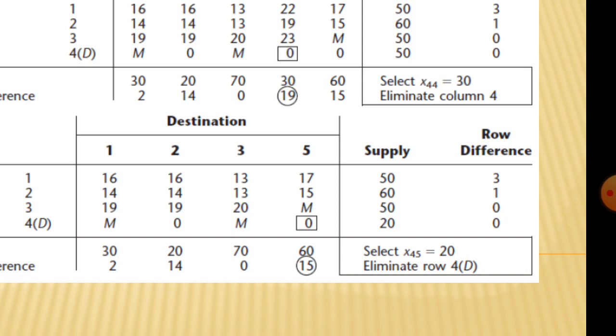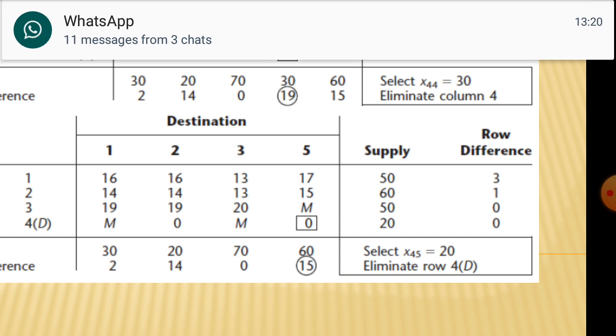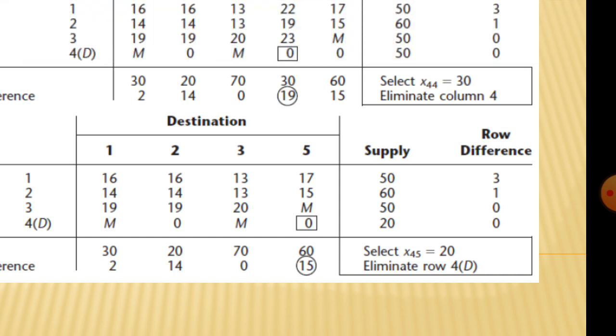In the optimality test, two methods are available. One is the MODI method, modified distribution method, and the other is the stepping stone method. For your syllabus, only the MODI method is required. I am going to teach the MODI method, and note that the MODI method is also called the UV method. Once again, you should go through the previous classes. You will come to know very clearly.